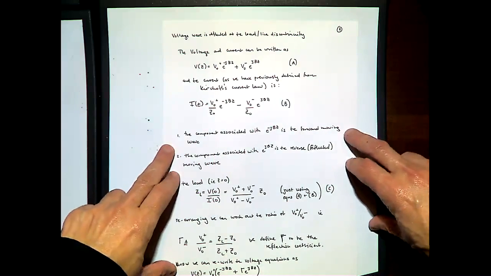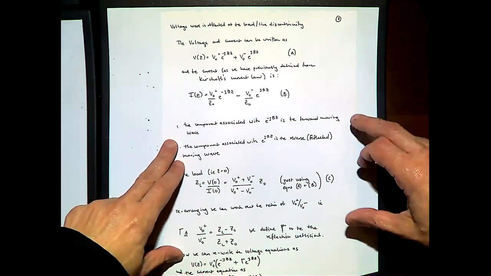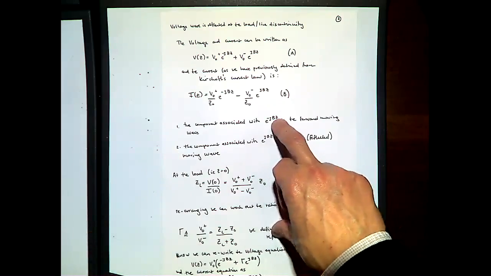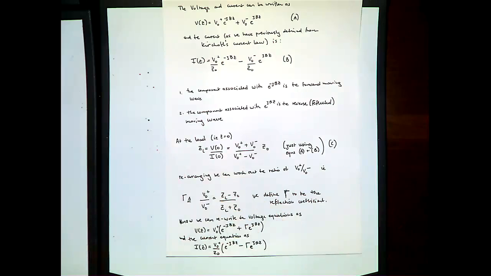Just to repeat myself many times, we've got a forward moving component and a reverse moving component. Now, what's important here, because I see a lot of students get confused, is I'm defining my reference plane in this particular example to be at the load. You can always choose your reference plane to be something else. All it means is the equations and the relationships will change. But in this case, I'm referencing everything to the load plane.